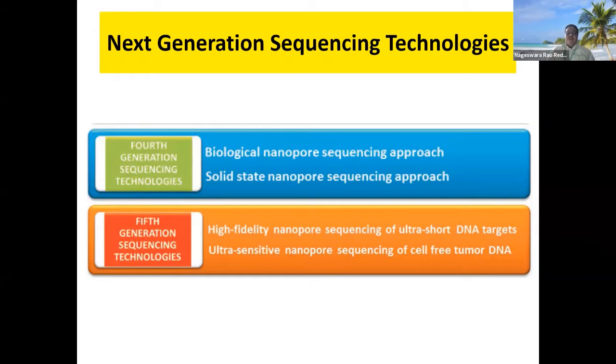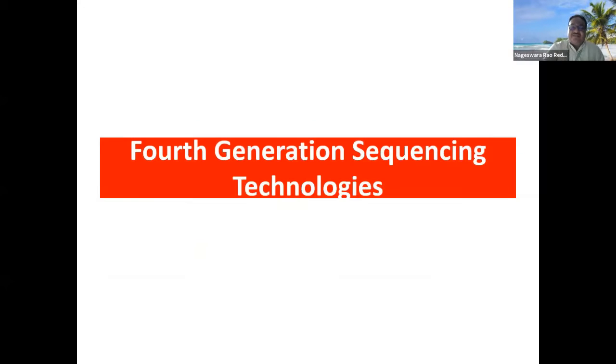And whatever material was used in nanopore, one type was the biological nanopore, with biological material, and the second was with chemical material. Whatever was made with biological material was the biological nanopore sequencing approach, and whatever was made with chemical materials was known as solid state nanopore sequencing. So now we'll see what they are.